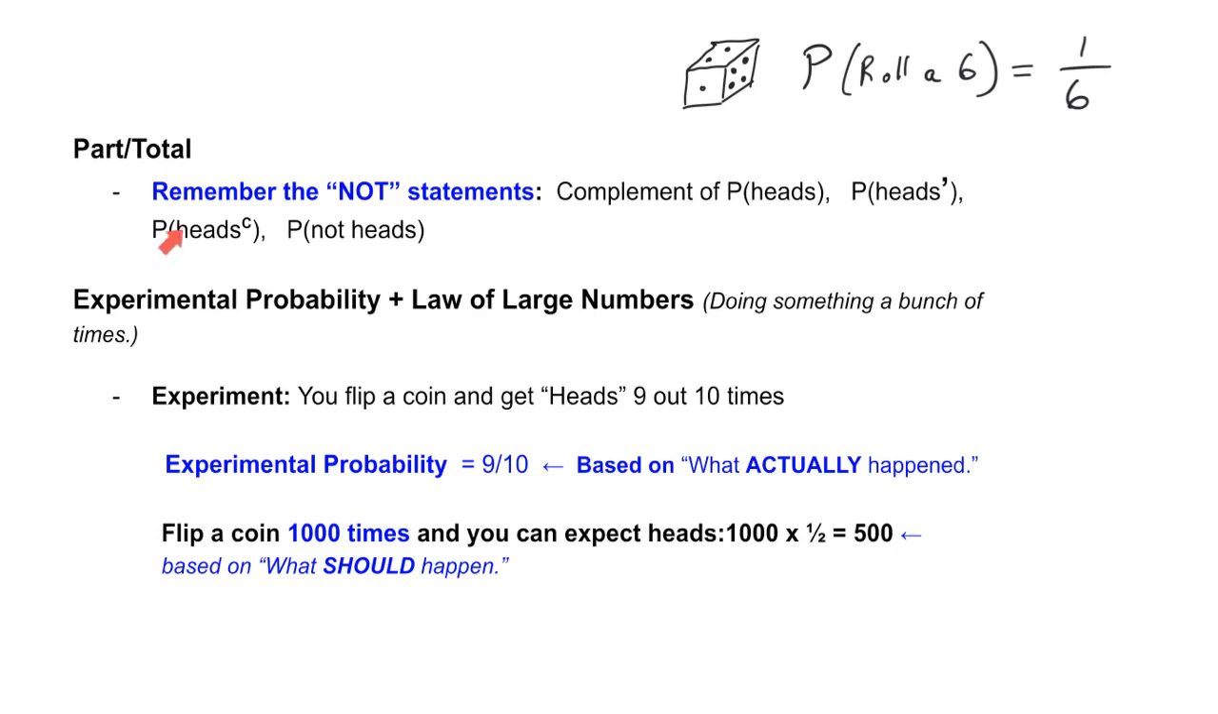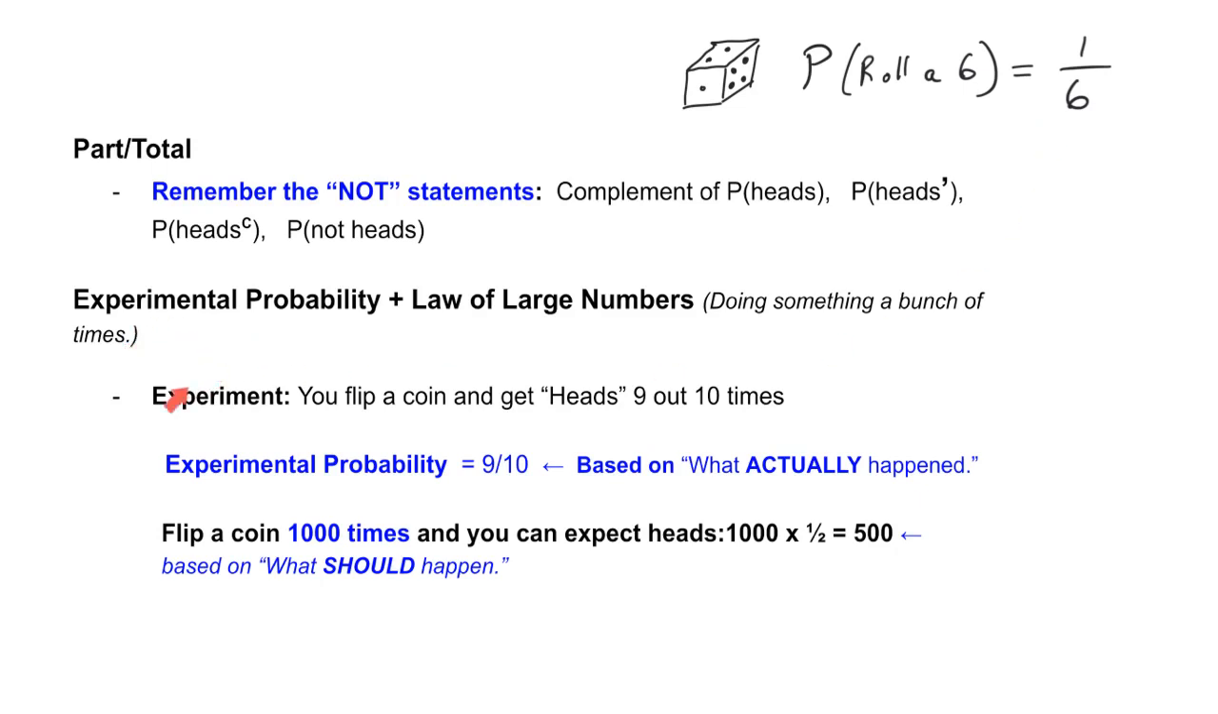Some other things to be aware of in your questions like these is just to be careful of the ones that say the word complement, and a little apostrophe, this little C here, and the words not heads. They all mean the exact same thing. The chances of you not getting heads on a coin would still be 1/2, but the chance of you not getting a 6 would be 5/6. It's the part that's left over.